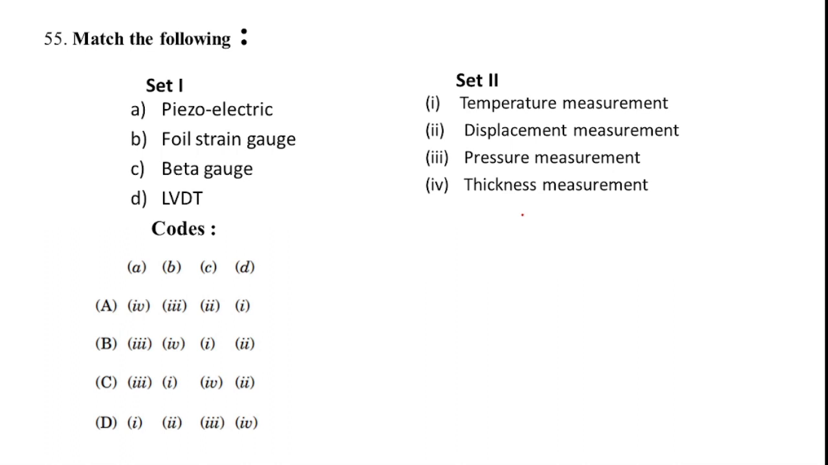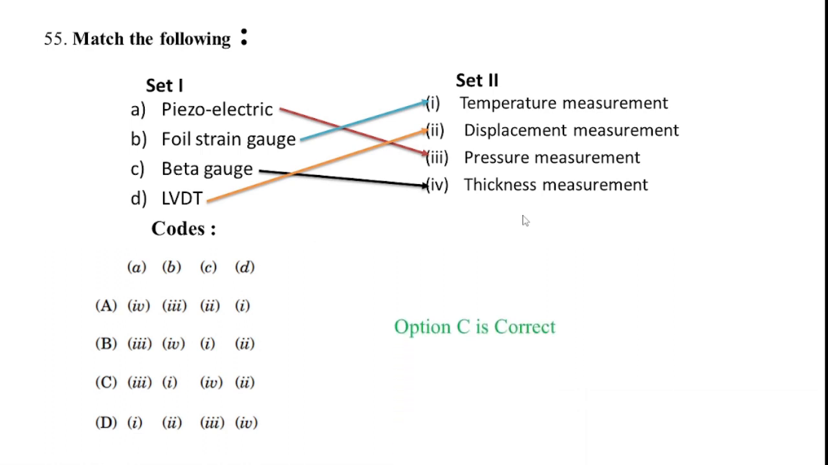Here, the first, piezoelectric, is a pressure measurement sensor. Second, foil strain gauge is a temperature measurement sensor. Beta gauge is a thickness measurement, and the LVDT, linear variable displacement transducer, is a displacement measurement. The correct option is C. Option C is correct. Next question.